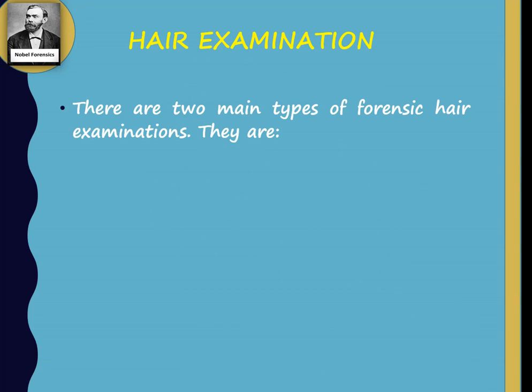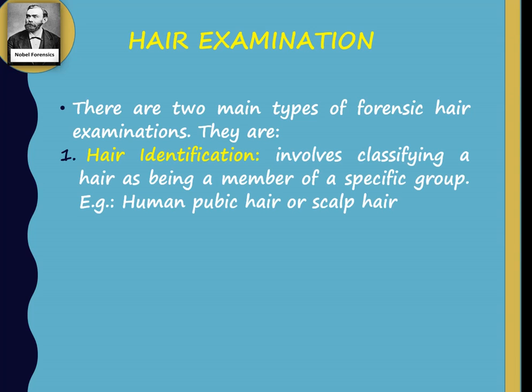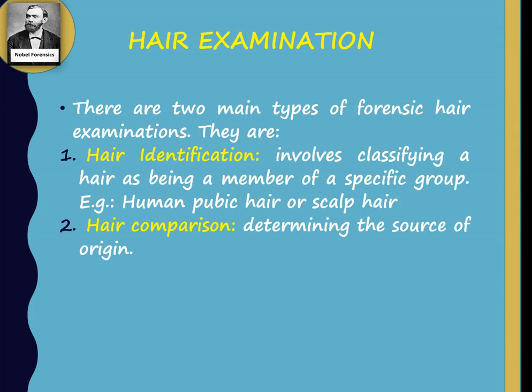There are two main types of forensic hair examination and they are hair identification and hair comparison. In the hair identification, identifying the particular hair, like it is a human scalp hair, human pubic hair, human axillary hair, that is the hair identification. In hair comparison, comparing the hair. For example, in the hair identification the particular hair was identified as human pubic hair. Then in the hair comparison, comparing that questioned pubic hair with the known standard pubic hair of suspect. That is in hair comparison, and this hair comparison is mainly based on color, structure and treatment of the hair.